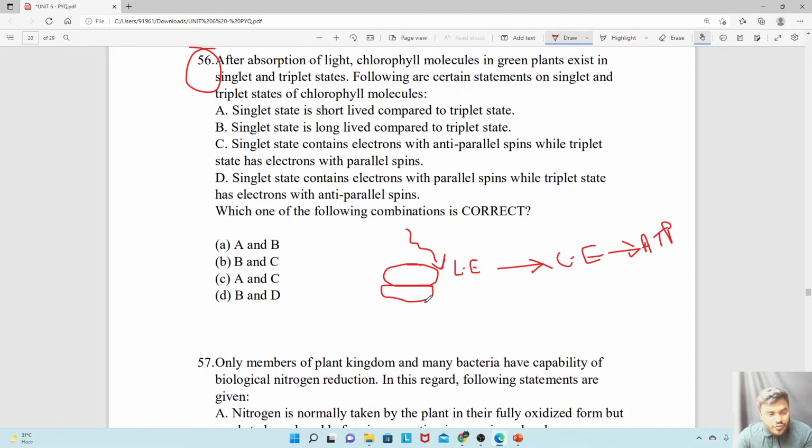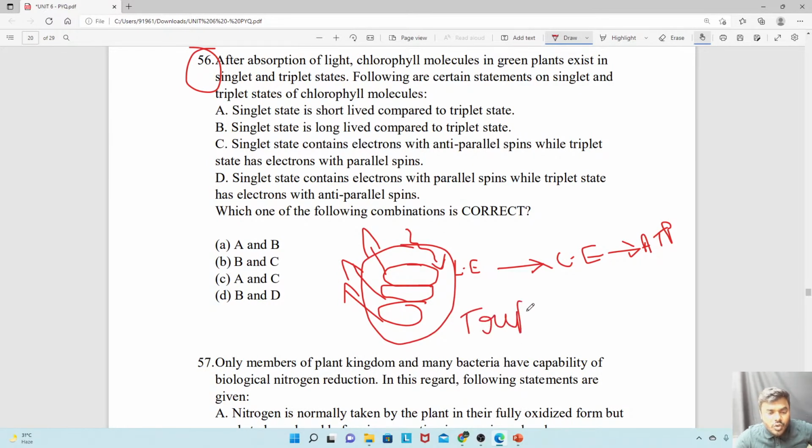When more chlorophyll molecules are getting excited by more energy, see, one chlorophyll molecule got excited, the second chlorophyll molecule also gets excited, the third chlorophyll molecule is also excited. We discussed this in photosynthesis. Now these three molecules together, what do you call it? We call it a triplet. What is the function of a triplet? Triplet is the one which is going to activate free radicals.